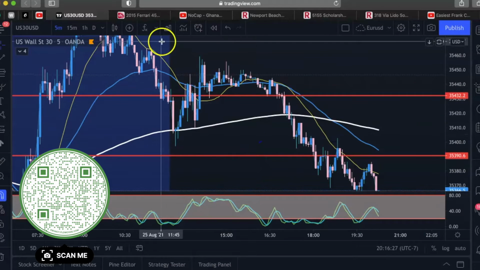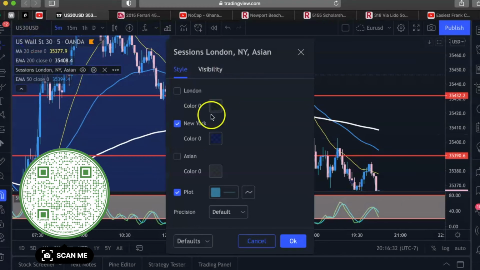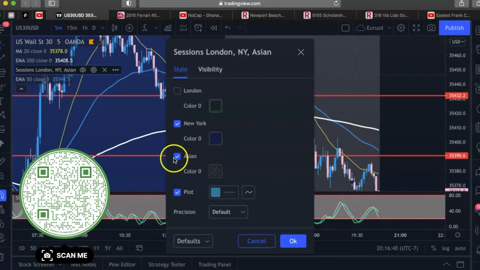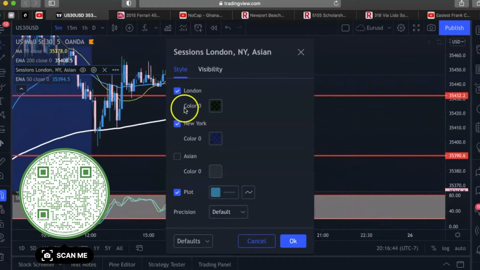Okay, so we have our sessions right here. After you add it, you're going to go right here, and you guys can add whatever session you want. The only session that I trade is the New York session. It's highlighted in blue. You can add the Asian right here. You can see it popped up. Take it away. You can add the London. So in a couple hours, we're going to have the London session open up. But yeah, I like the New York session.